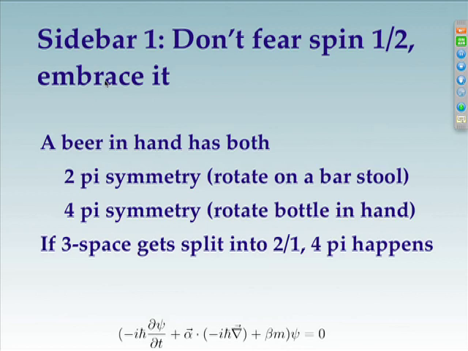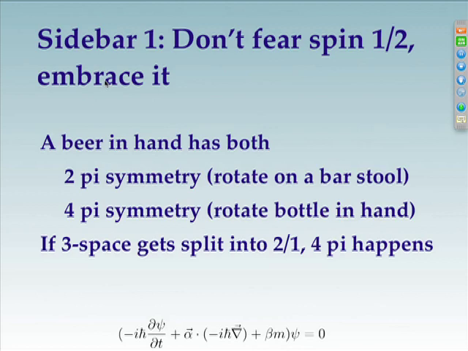Same camera, I'll show you 4 pi symmetry. Because now I go with one twist around, and am I back to where I started? You've seen this trick before. I have to do it again. That's an example of 4 pi symmetry. And why is this different? It's the same camera. It's the same hand.